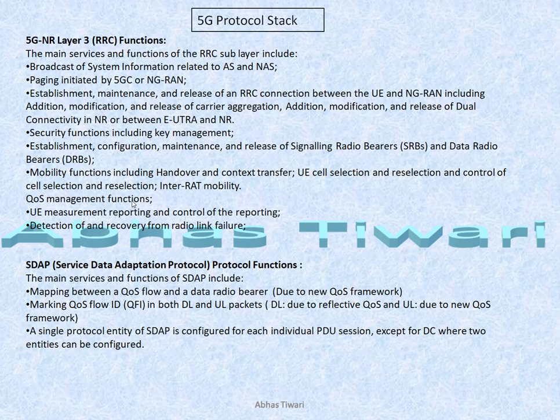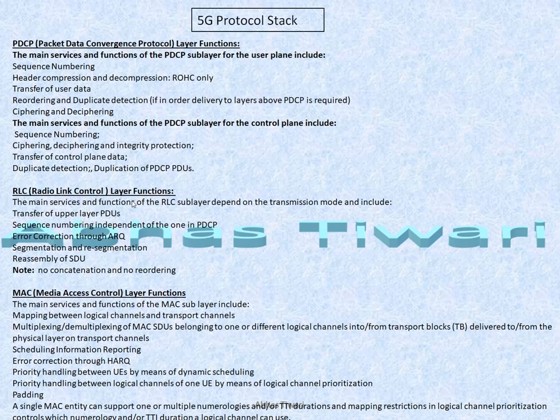One SDAP entity is configured for each PDU session, except in cases where two entities can be configured. So just to understand the concept of QFI, the QoS flow ID is introduced here. We will be discussing it further to understand this SDAP layer in whole. So let's get toward the next layer of the protocol stack, that is PDCP.